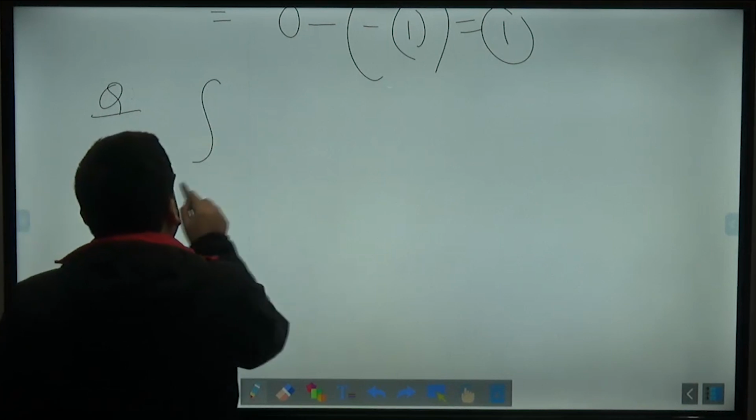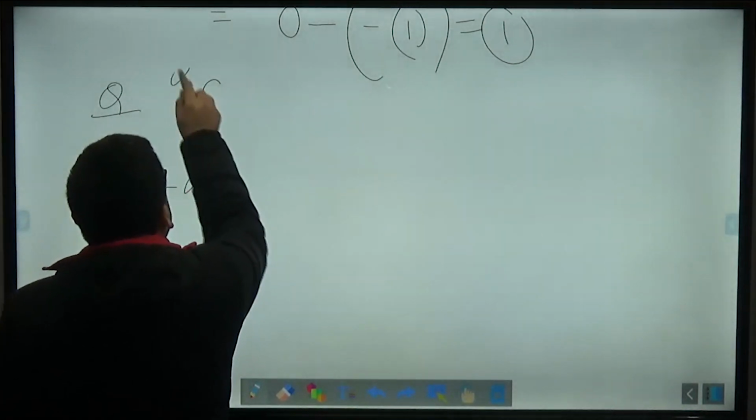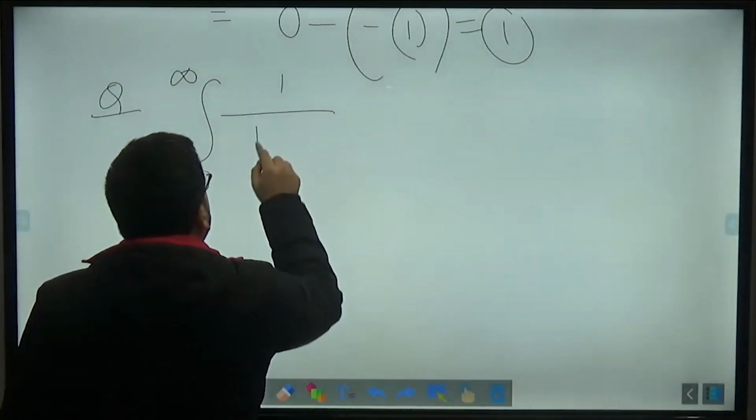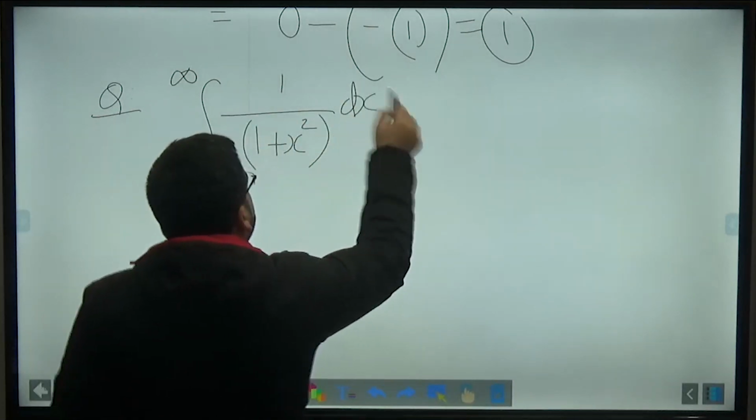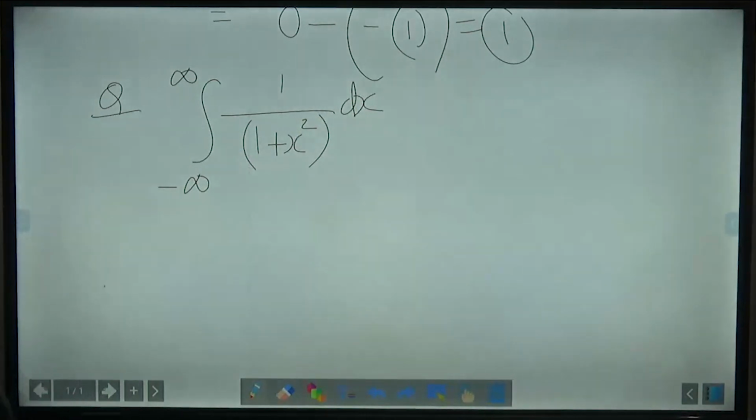Next question is integration from minus infinity to infinity of 1 upon 1 plus x square dx. This is what the question is.